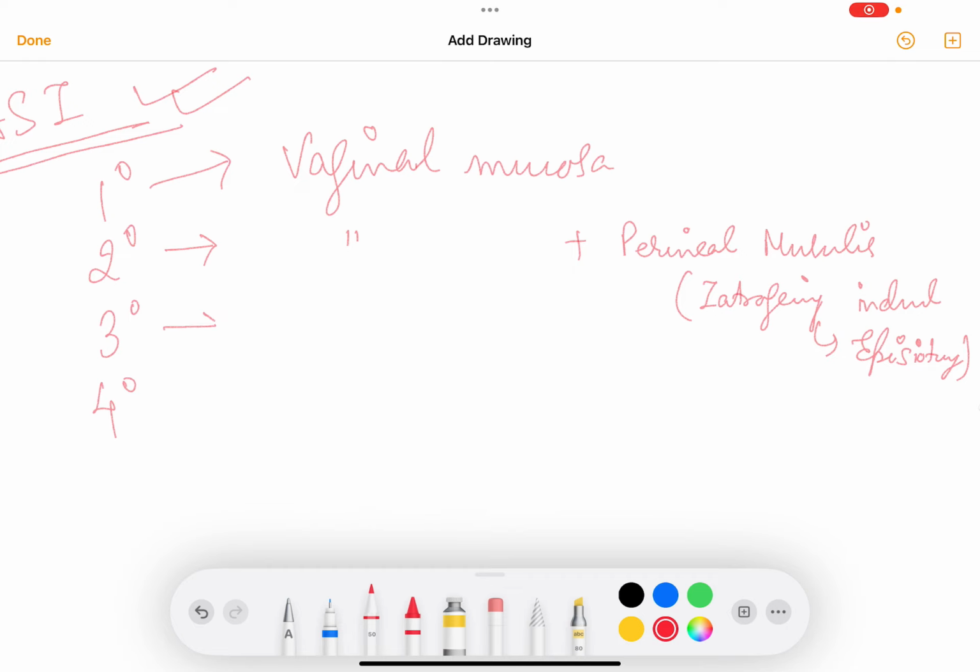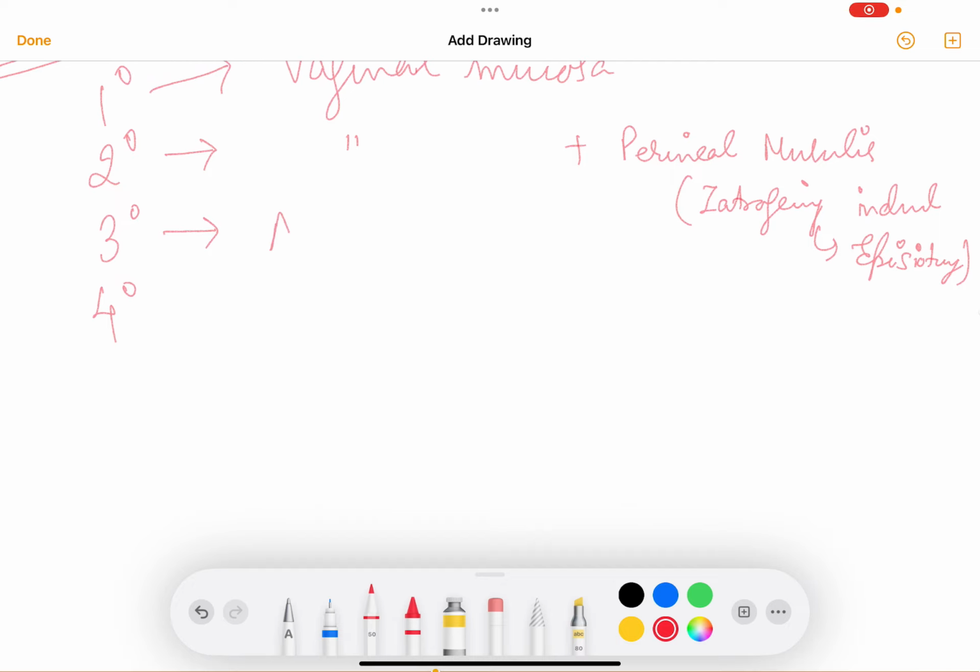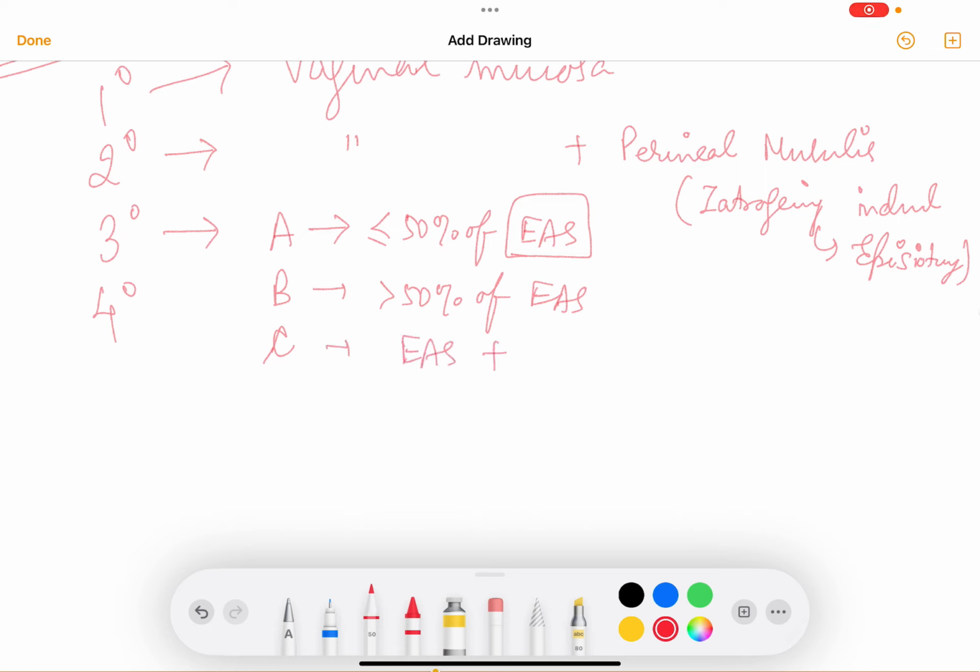Okay. Category 3, that is the third degree perineal tear, can be divided into 3A, 3B and 3C. 3A is when there is less than or equal to 50% of external anal sphincter which is torn. So now besides the perineal muscles, the tear is going more and more towards the rectum or the anal canal. So less than 50% of the external anal sphincter has been involved in 3A. 3B is more than 50% of external anal sphincter is torn. Whereas 3C is external anal sphincter पूरा तो जाता ही है, साथ में internal anal sphincter has also been torn.